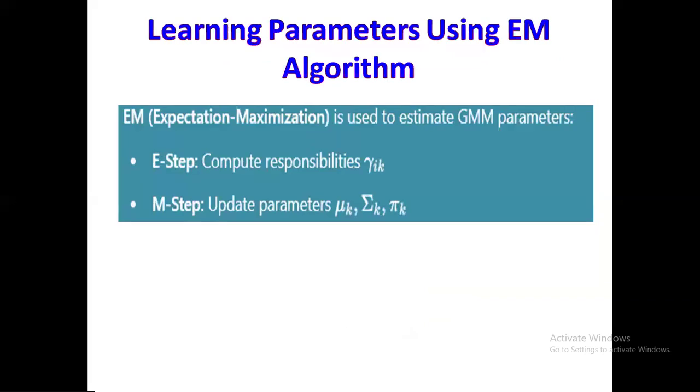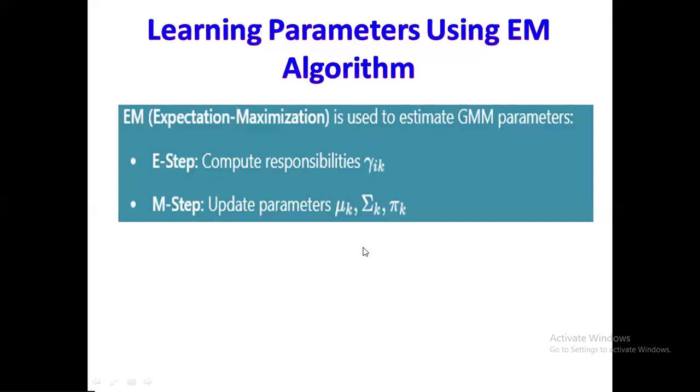Next, learning parameters using the EM algorithm. We are going to see this in the next lecture, even though I will be giving you a small introduction about this. The expectation maximization algorithm is an iterative method used to estimate the unknown parameters in the GMM.